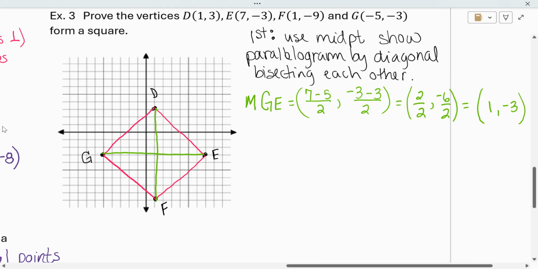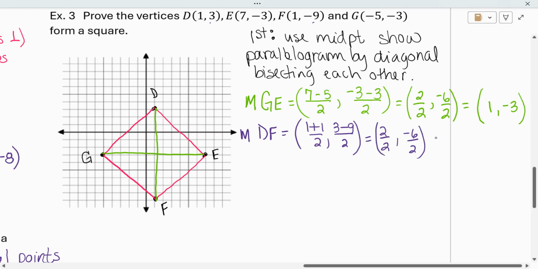1 comma negative 3. Well, let's find the midpoint of DF. So I'm going to add the x coordinates of D and F, 1 plus 1, and divide it by 2. And I'm going to add the y coordinates of D and F, 3 and negative 9 divided by 2. So 1 plus 1 is 2, so that's 2 over 2. 3 minus 9 is negative 6. That gives me negative 6 over 2. And again, both of these reduce to 1 comma negative 3.